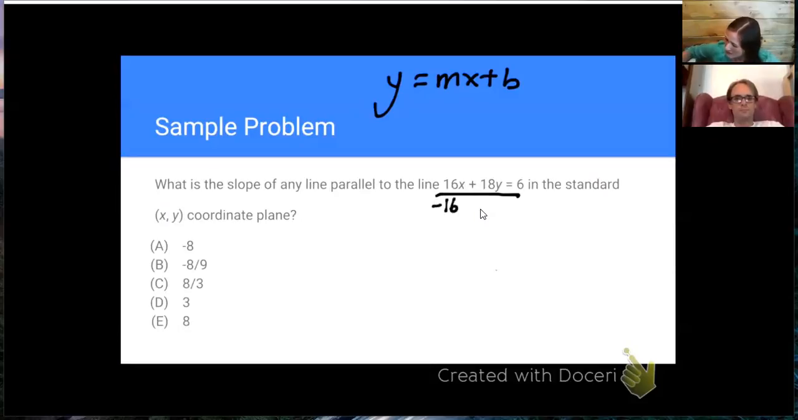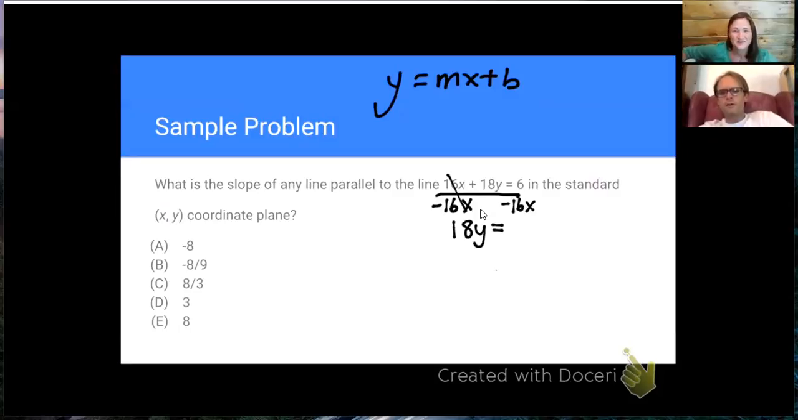And x works just like any other number. What's 16 minus 16, Paul? 16 minus 16 would be 0. Right. So the 16 minus 16 is going to cancel out on the left. So now we've got 18y on the left equals what's on the right? 18y equals 6 minus 16x.